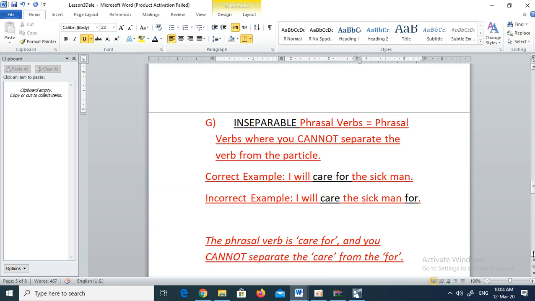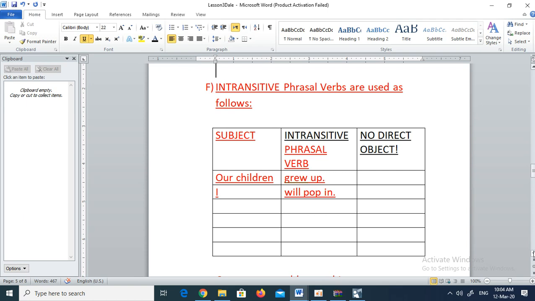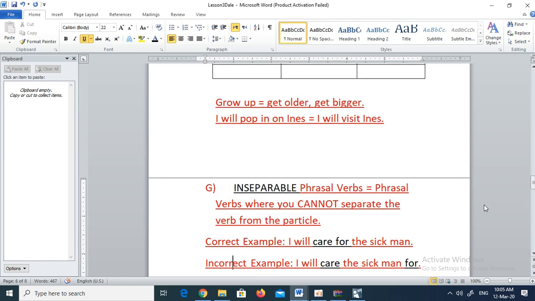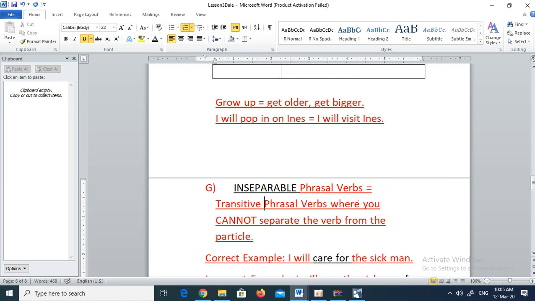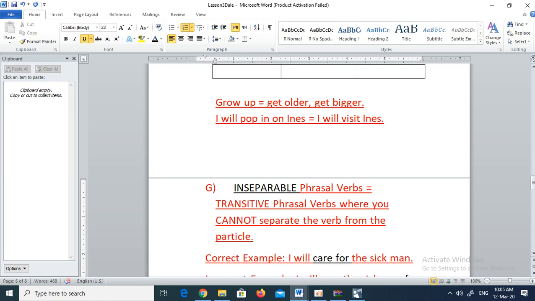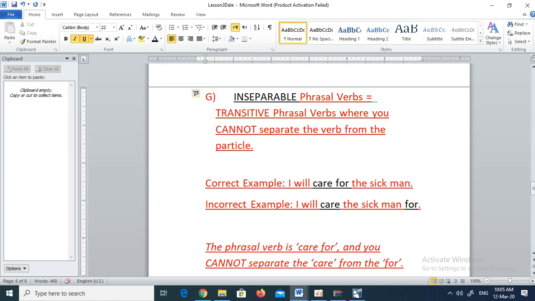The inseparable phrasal verbs are phrasal verbs where you cannot separate the verb from the particle. And these are those verbs which are transitive. So inseparable phrasal verbs are transitive phrasal verbs where you cannot separate the verb from the particle. Now, a transitive phrasal verb is something that does take an object. Remember, it is transitive, so it takes an object.